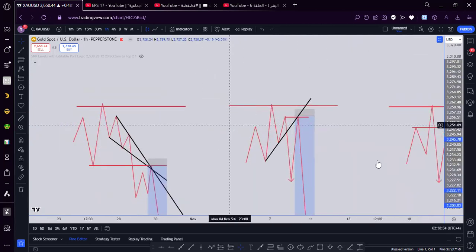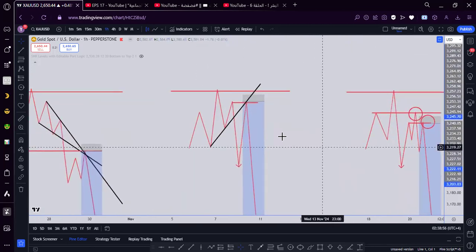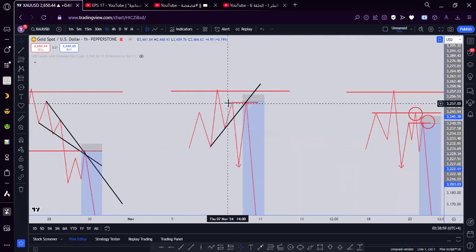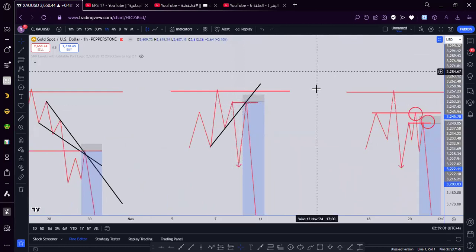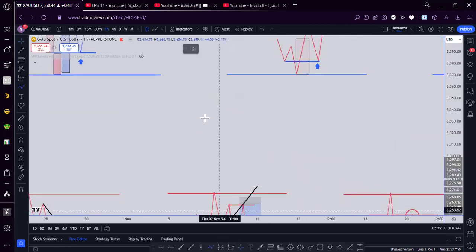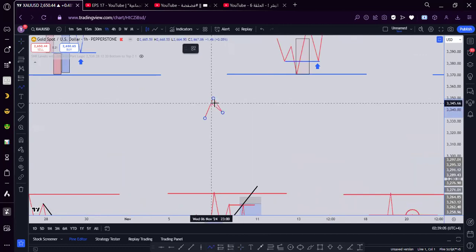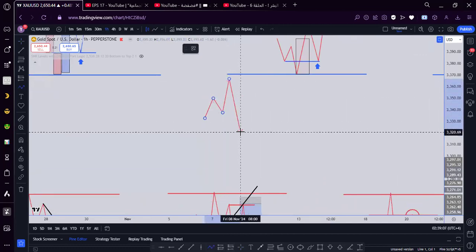The fourth setup, it's what? It's the entry from the early right shoulder. So this is the left shoulder, the head.